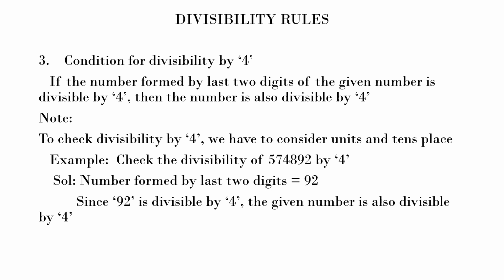So by considering only the last 2 digits, that is units and tens place, we can decide whether the number is divisible by 4 or not. If the number formed by the last two digits is divisible by 4, that number is also divisible by 4, otherwise it is not. Now coming to the condition for divisibility by 5.